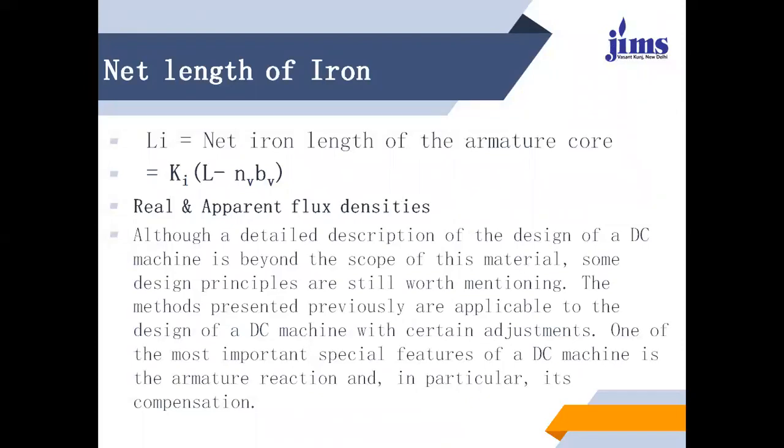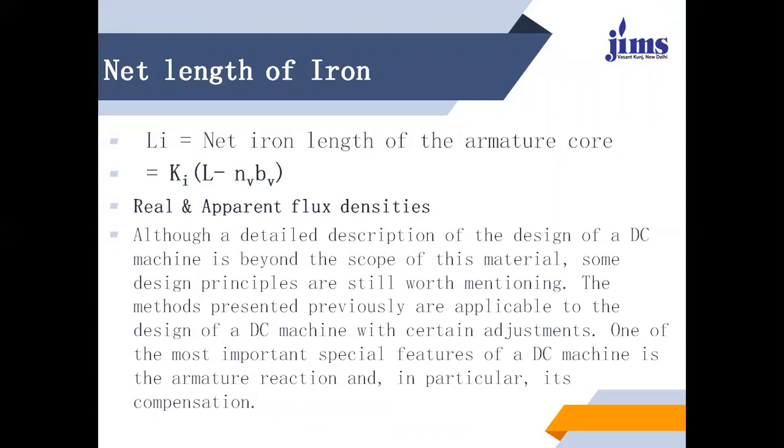The net length of the iron will be the net iron length of the armature core, and that will be equal to Ki into (L minus Nb dV). And the real and apparent flux density: a detailed description of the design of a DC machine is beyond the scope of this material. Some design principles are still worth mentioning.